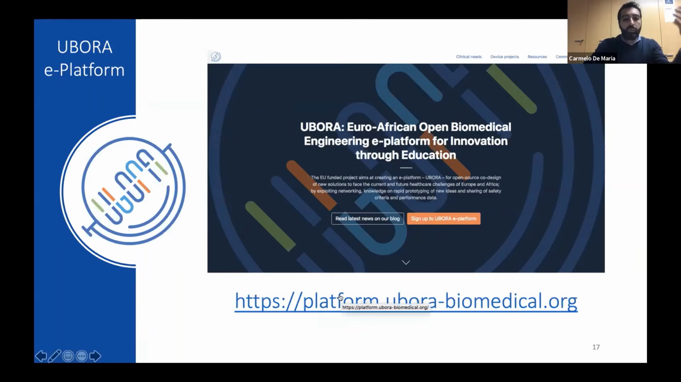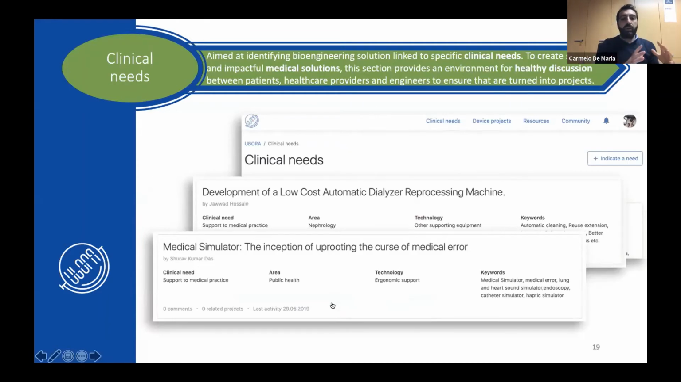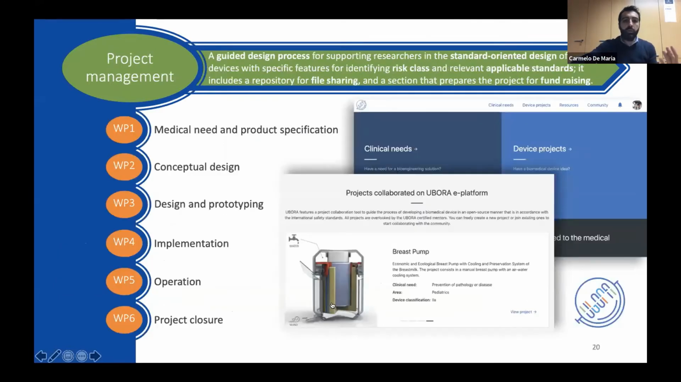I invite you to visit the platform. Let me skip this part, as I don't want to be very long with this introduction. If you go in, you can find a place where you can provide your clinical need. You will be helped by a group of people working on the platform to move from the clinical need, expressed in simple words, to technical specifications. From those technical specifications, you can start a project. For each clinical need, there will probably be more than one solution, but it is important to do this matchmaking and connect healthcare practitioners with engineers to form a team.